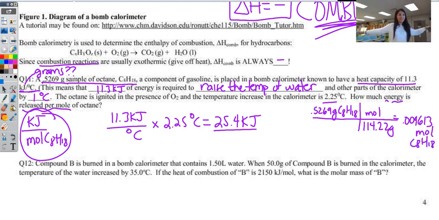Well, now I know kilojoules, now I know moles. All I need to do is divide. So 4.613 times 10 to the negative 3 moles. So I'm going to do 25.4 divided by that answer.